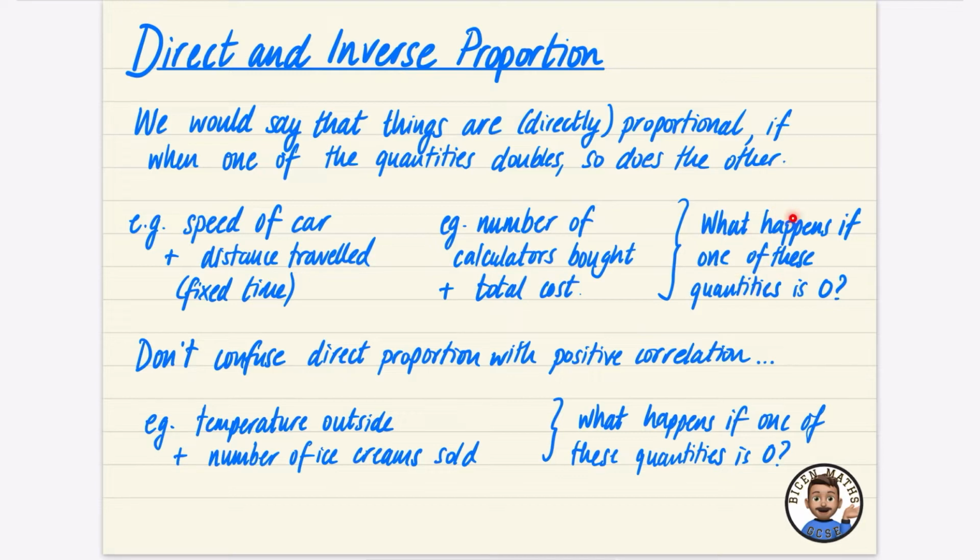I've also asked this question at the end. What happens if one of these quantities is zero? Well, if the number of calculators bought was zero, then the total cost would also be zero. And if the speed of the car was zero, if it wasn't moving, the distance would also be zero, it wouldn't move. So if things are in direct proportion, both quantities would be zero at the same time. So what happens if one of these quantities is zero? So is the other. Now that only applies if it's direct proportion.